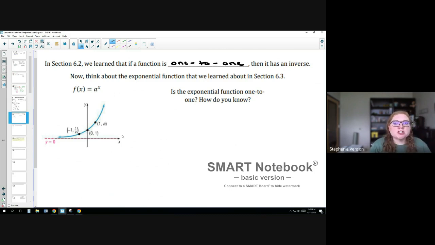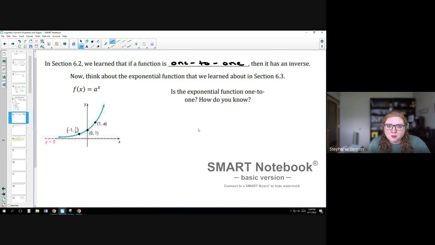Remember, that was one of the first things we learned in Unit 3. If you are looking at a graph and that graph passes the horizontal line test, then you know that that function is 1 to 1. So this is the parent function for an exponential graph. And I can tell you right now that if I drew 1,000,000 horizontal lines, every single one of those lines would only cross or intersect the graph one time. Therefore, it passes the horizontal line test. And if it passes the horizontal line test, then it's 1 to 1.